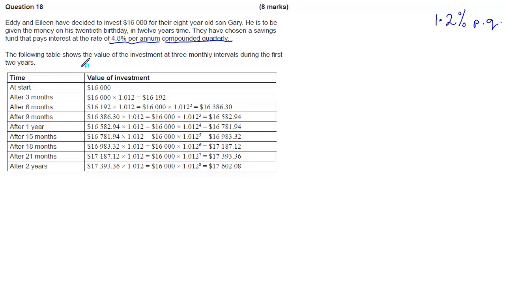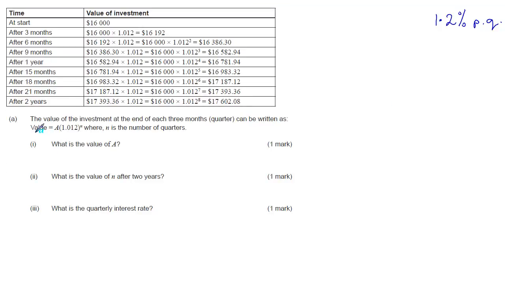The following table shows the value of the investment at 3 monthly intervals during the first 2 years, 3 monthly being quarterly. So we can see the 1.2% interest being applied here. The value of the investment at the end of each 3 months or quarter can be written as value equals A times 1.012 to the n, and we can actually see this calculation in the table, for example, just here.